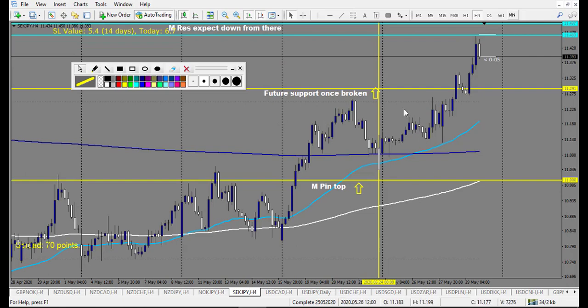Now, USD JPY. We want to buy. And what do we get? A violent break of the level. The doji didn't break up. Doji break up. And this one is a winning, beautiful trade.